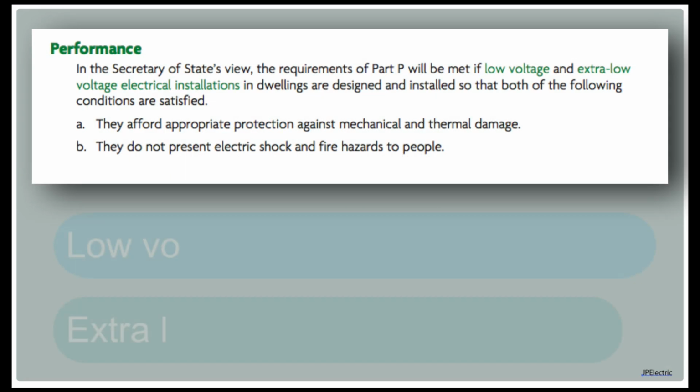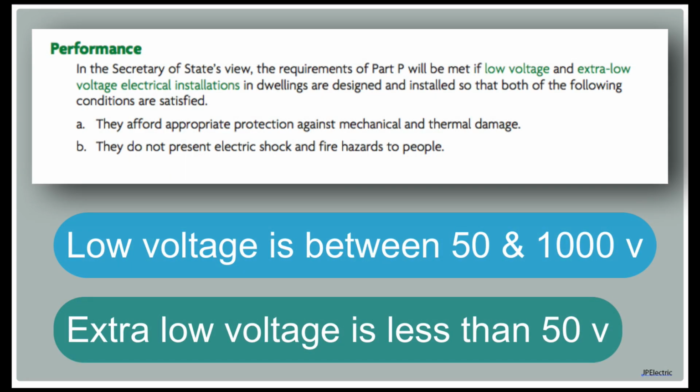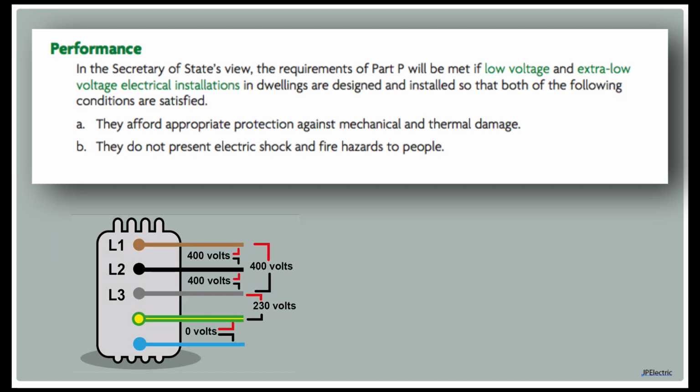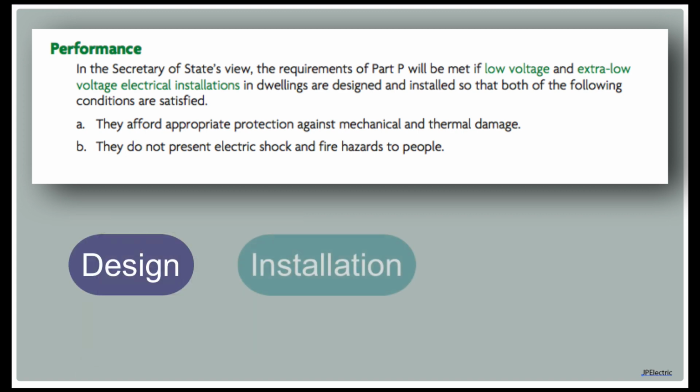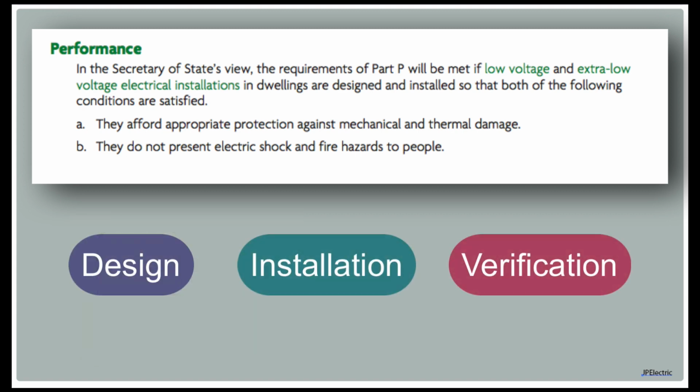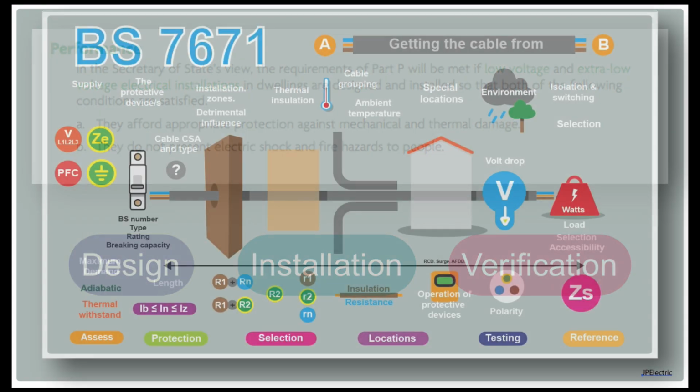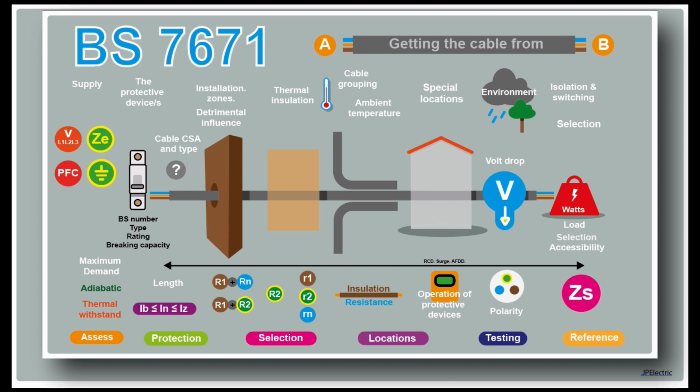So the requirements of Part P will be met if low voltage and extra low voltage electrical installations in dwellings are designed and installed so both of the following conditions are satisfied: that they afford appropriate protection against mechanical and thermal damage, and they do not present electric shock or fire hazards to people. This is where we work to the standards set out in BS 7671. But let's get back to Part P.